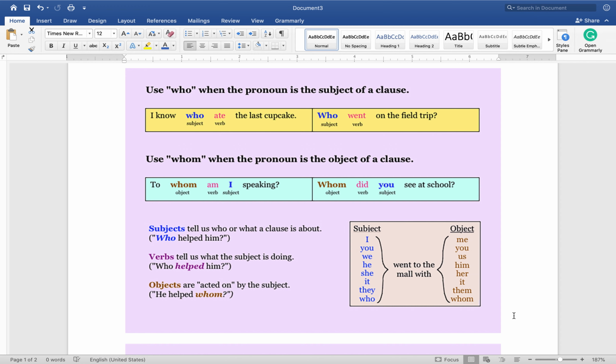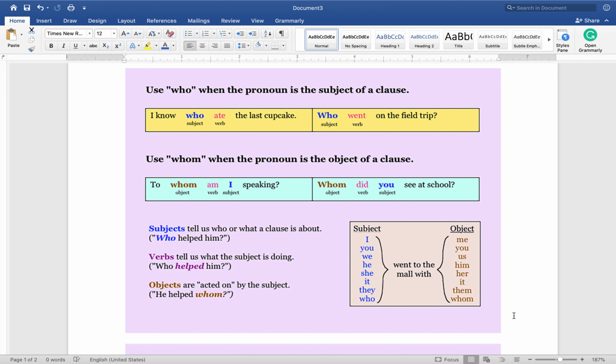So we're going to start with who versus whom, which is probably one of the most confusing ones for just everyone in general to pin down. You'll see plenty of Facebook posts and things like that where people still haven't quite figured out how to use who versus whom. The big difference between these two words is the job that they do in the sentence.